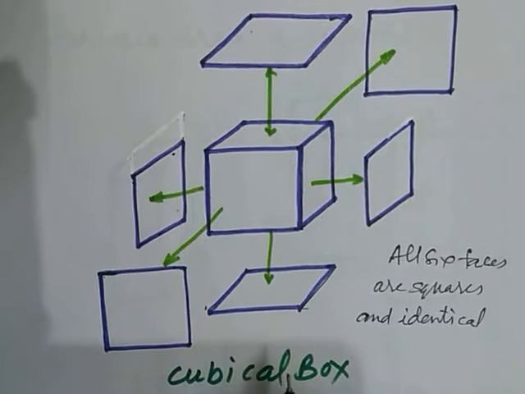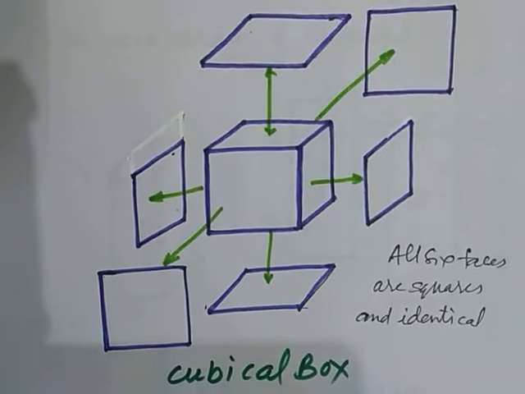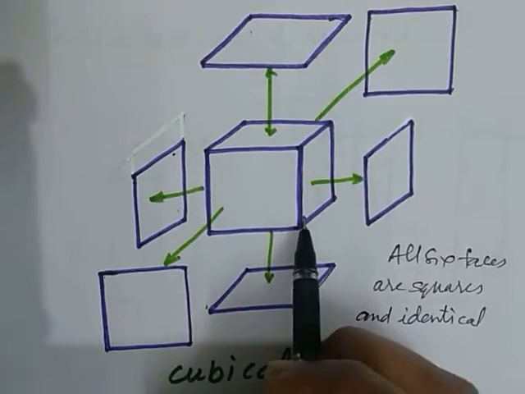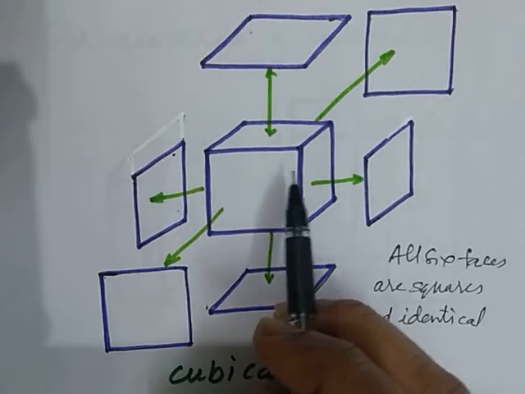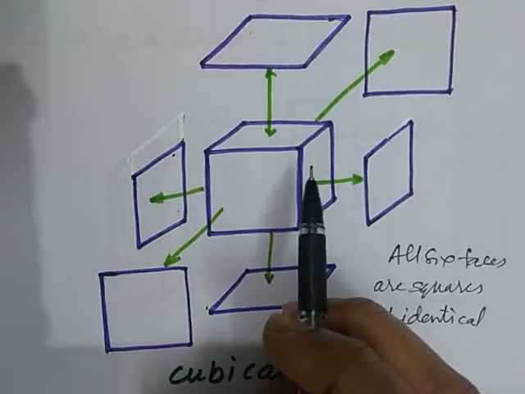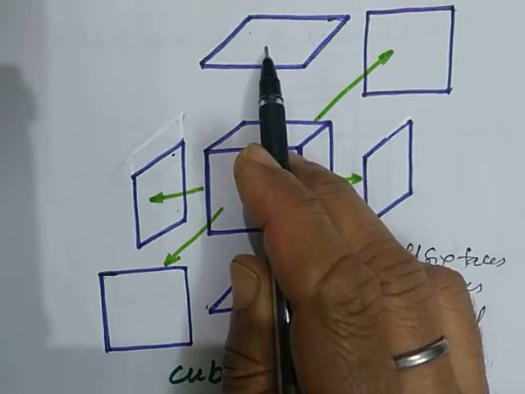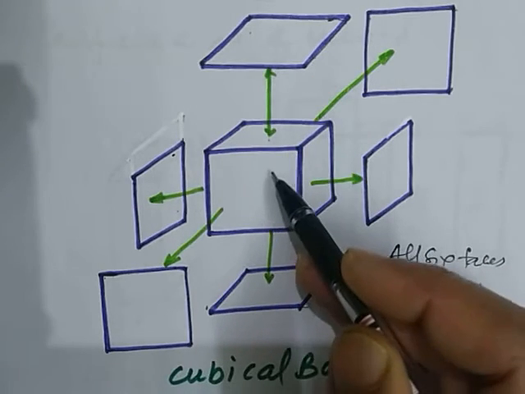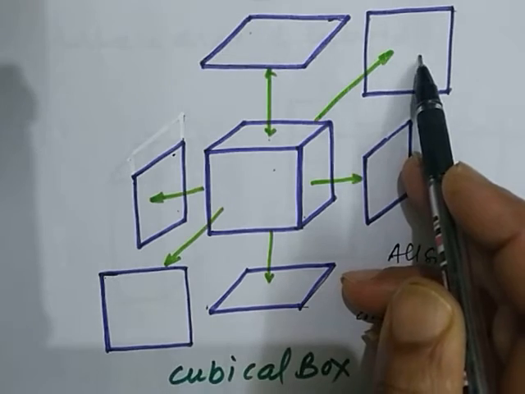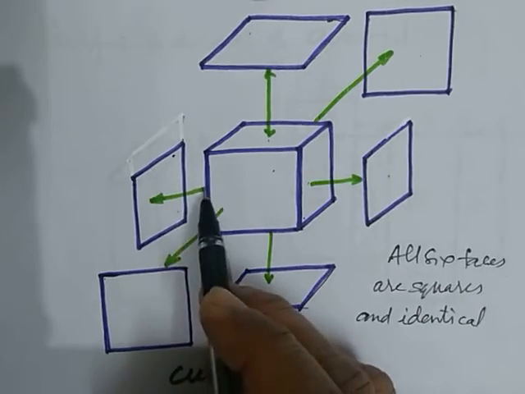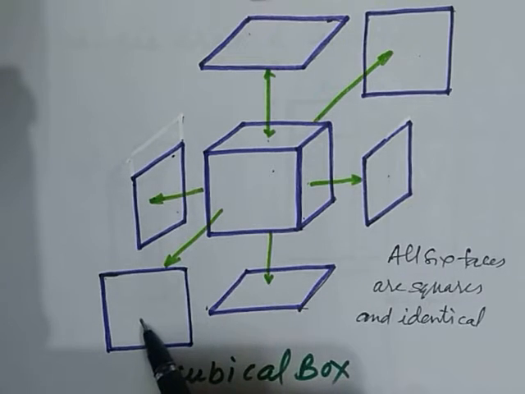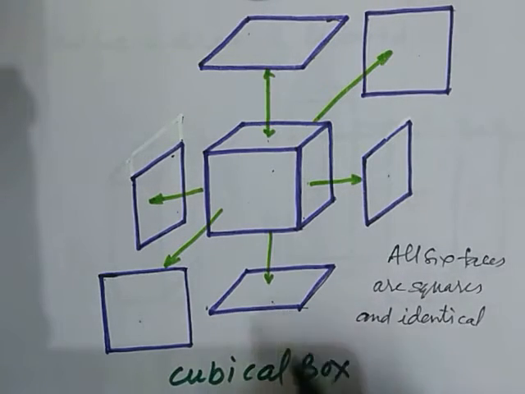Now we learn the cube. A cube is also a three-dimensional solid shape. Here is a cubical box which represents the cube. So this is the cubical box and we open it, split it into two-dimensional shapes. This top face looking like this, the back face looking like this. This side face looking like this, and this side face looking like this. And this front face looking like this, and this bottom face looking like this.